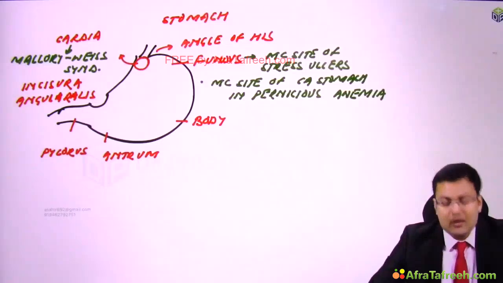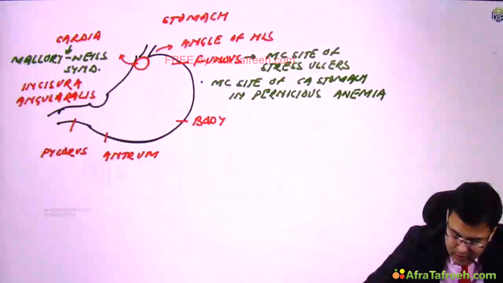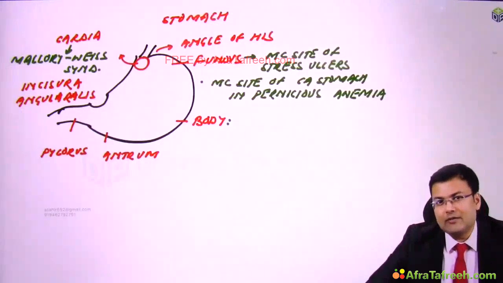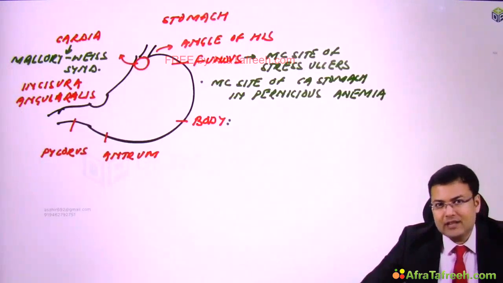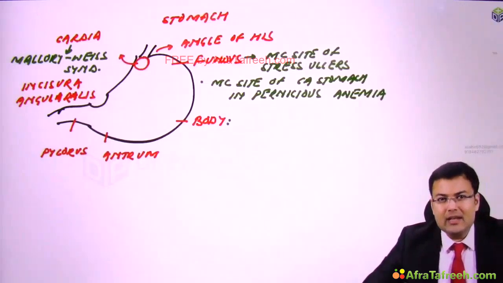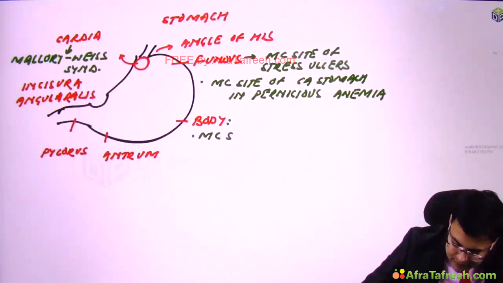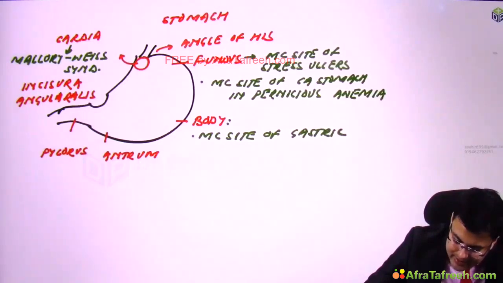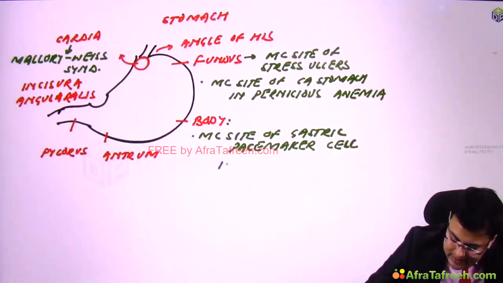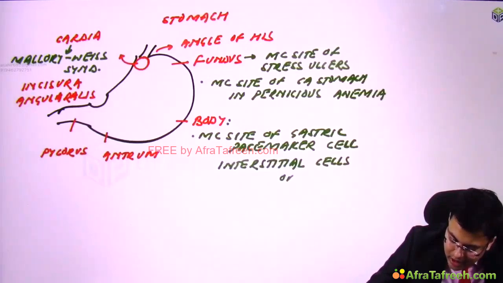After that, body. Body is the most common site of pacemaker cells of stomach, or gastric pacemaker cells, and the name is interstitial cells of Kejal. So it's the most common site of gastric pacemaker cell, and that is interstitial cells of Kejal.